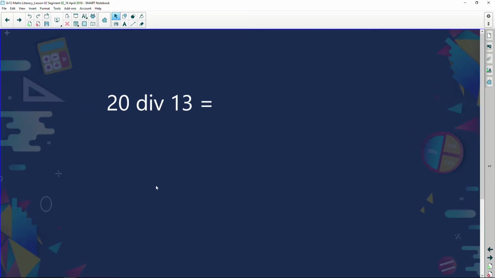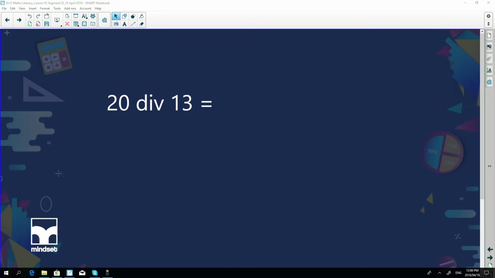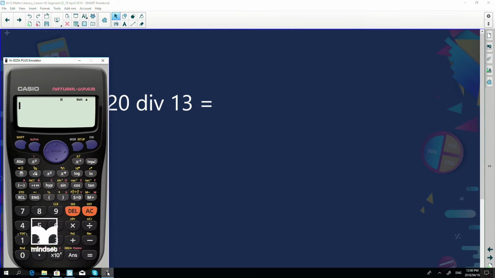I was just looking at a problem here, and this problem in front of me says 20 divided by 13. And it kind of worries me because I think my answer is going to be quite long. I was just about to use my calculator to sort out this problem. So let's have a look and let's do this together.